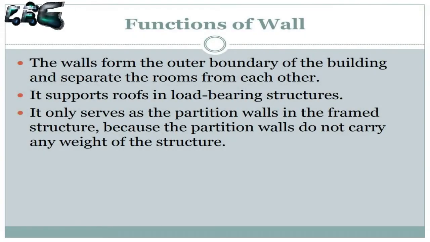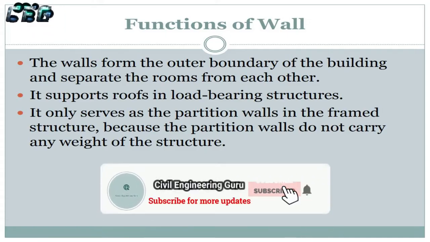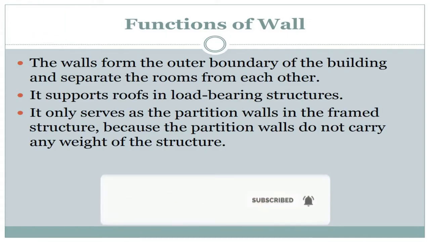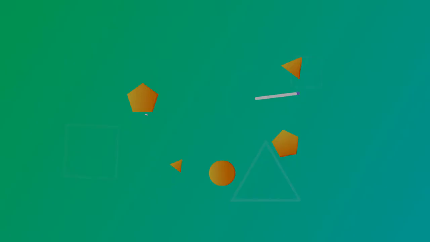Functions of wall. The walls form the outer boundary of the building and separate the rooms from each other. It supports roofs in load-bearing structures. It only serves as partition walls in the framed structure, because the partition walls do not carry any weight of the structure.